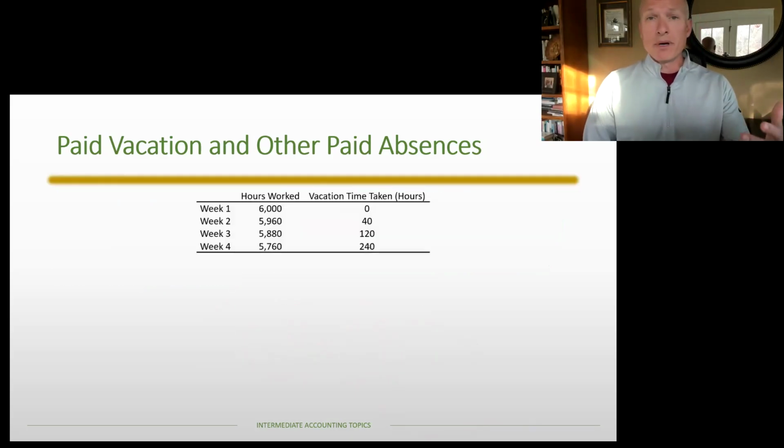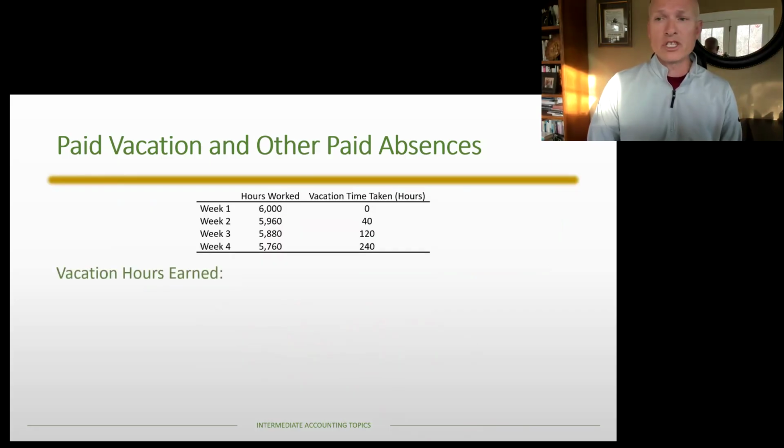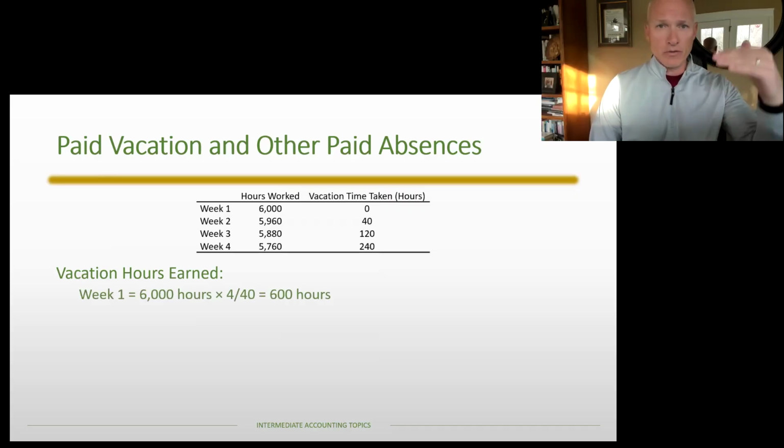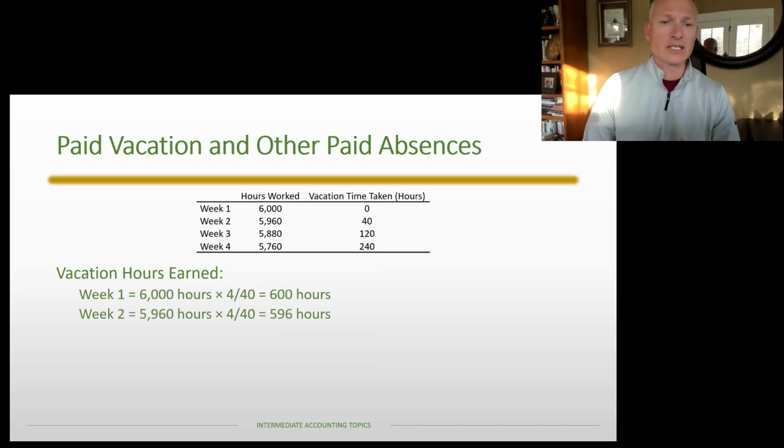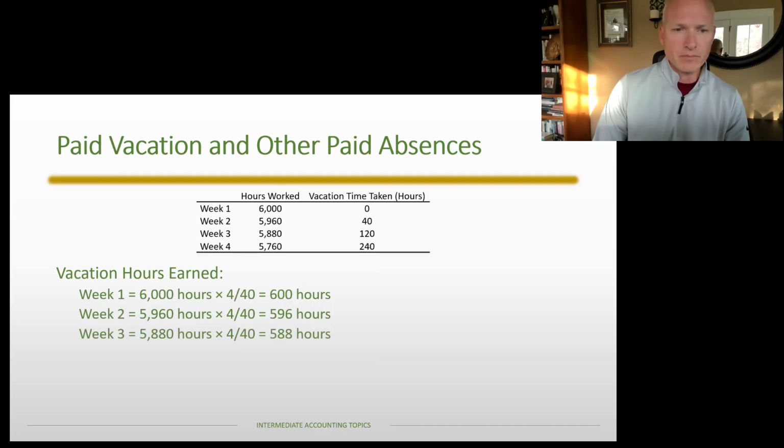So it's a multiple step process in order to figure out what these journal entries should be. So the first thing we've got to do is in each week, figure out how many vacation hours they actually earned. And so in week one, that ratio is you earn 4 for every 40. And so they earned 600 hours in the first week. They earned 596 hours in the second week, 588 hours in the third week, and 576 hours in the fourth week. Again, hopefully that math is fairly easy to follow. It comes right from the chart up here.